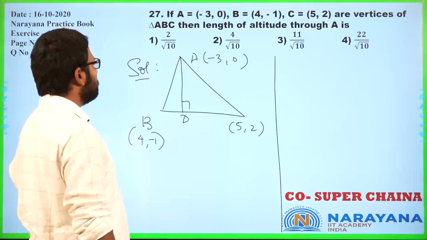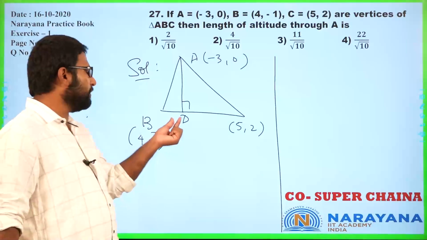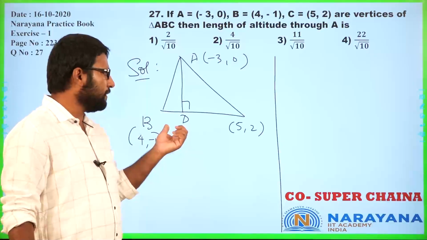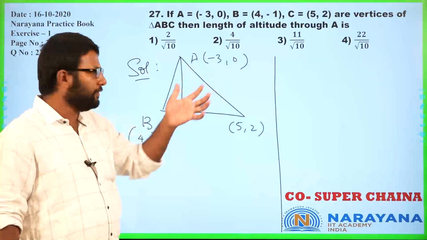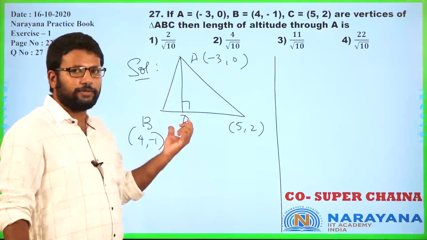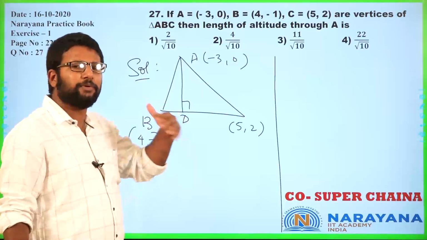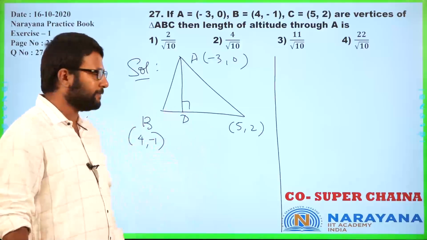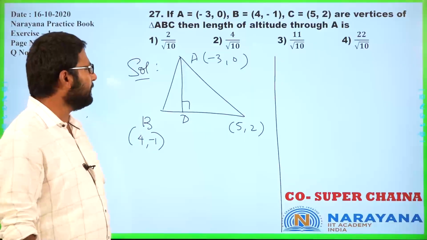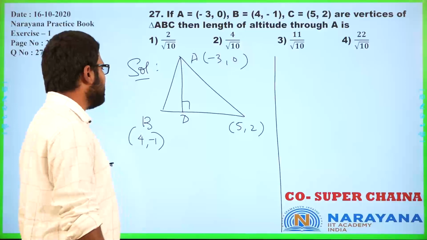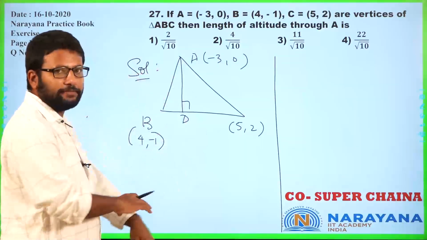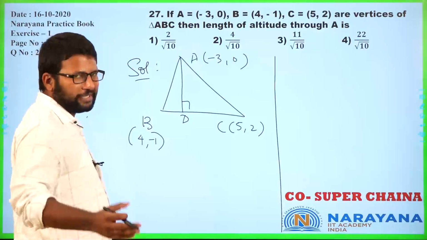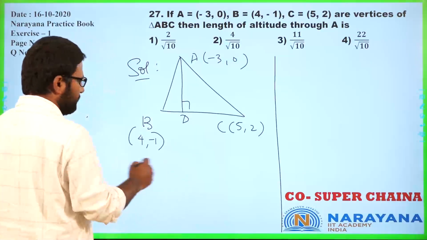Now obviously the length of altitude we can find if we knew the coordinates of D, right? We don't know the coordinates of D. Later when you do straight lines chapter, you will learn a formula to find coordinates of D. It is called the foot of the perpendicular. You will figure it out later. But right now, because we don't know that, we need to figure out something else. Let us first ask whether there is anything special about triangle ABC. How do we do that? We will do that by just checking the length of sides, right? So we will first check.